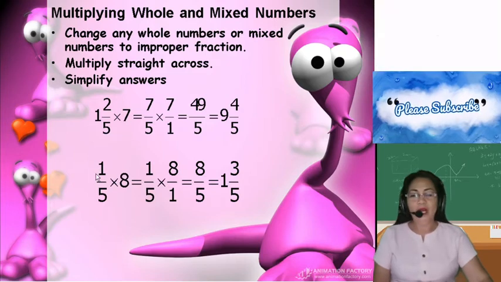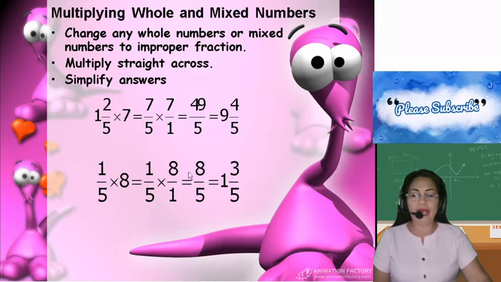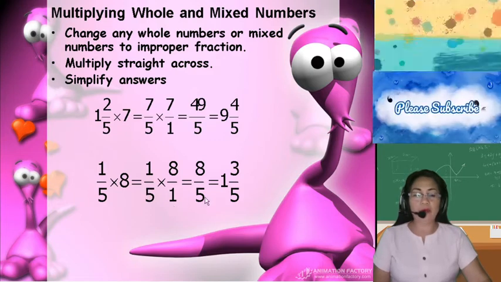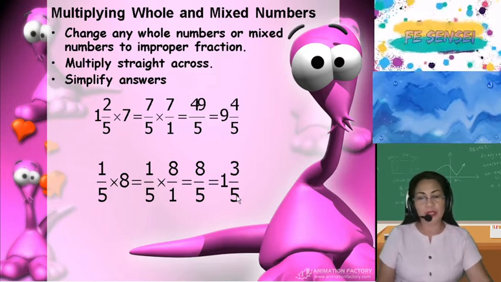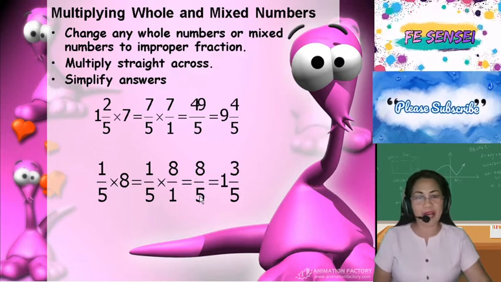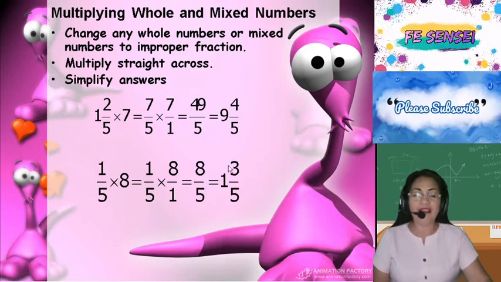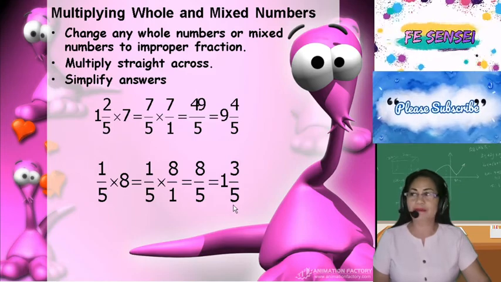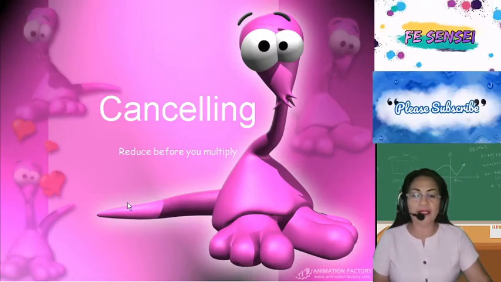Another example, 1/5 times 8. So copy 1/5, 8 over 1. 1 times 8 equals 8. 5 times 1 equals 5. 8 over 5 is an improper fraction. Change it to a mixed number. How many 5s in 8? Or 8 divided by 5 equals 1 with a remainder 3. Then copy the denominator 5, and this is the final answer, 1 and 3/5. We can also use the cancelling method.